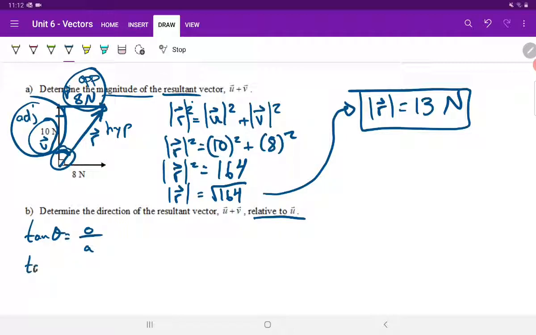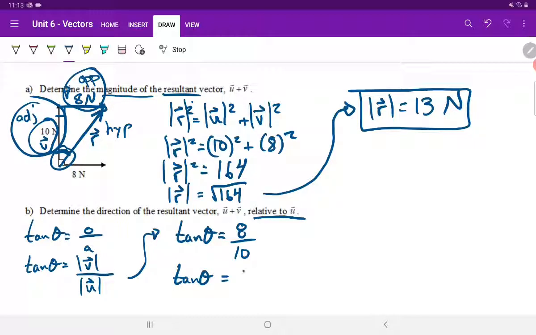Now, we're going to use different variables. Our opposite side is actually our v vector, and our adjacent side is our u vector. So we can find now v over u, which is 8 over 10. Okay, works out nice, decimal of 0.8. Bring tan over because we're finding an angle here, and you get the tan inverse of 0.8. Okay, and what you end up getting is 39 degrees.